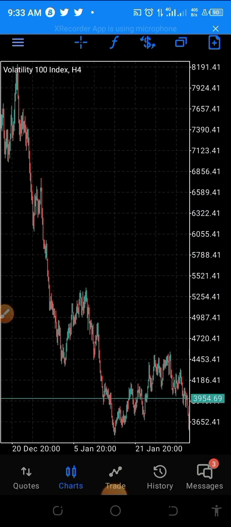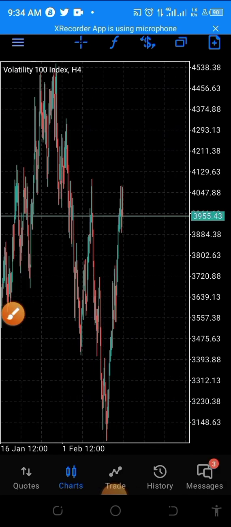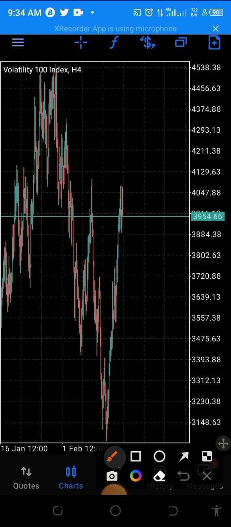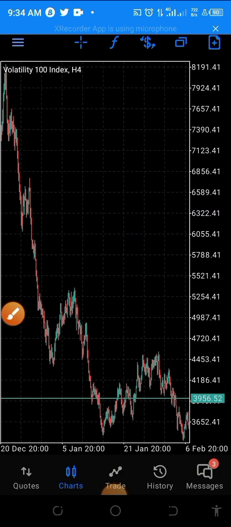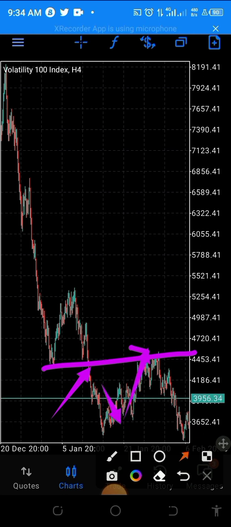Let's start the analysis from here. As you can see, the market was moving downwards and broke the structure. There's a break of structure here. While moving downwards, the market also broke structure again, then came back to retest the level where the break of structure occurred, to fill that imbalance.